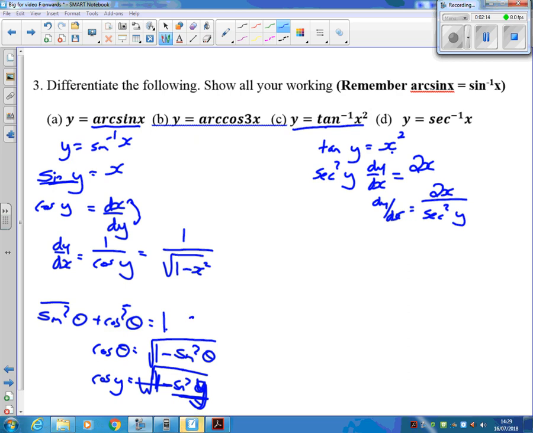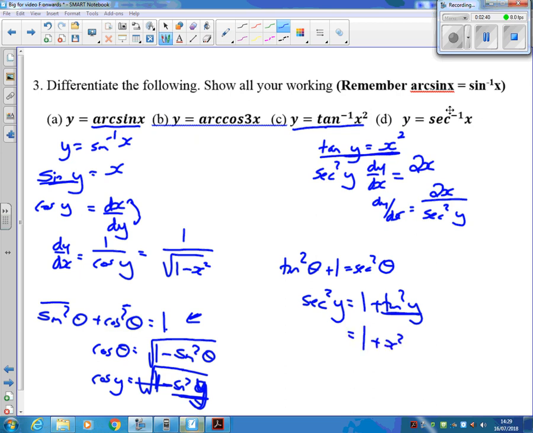And using a similar trick to this one down here, but this time using the other rule being that tan squared theta plus 1 is equal to sec squared theta. And so what do I want? I want sec squared y, which is actually just 1 plus tan squared y. And tan y was x squared. So I've got 1 plus x squared squared, or 1 plus x to the 4. And so this answer here is 2x over 1 plus x to the 4.